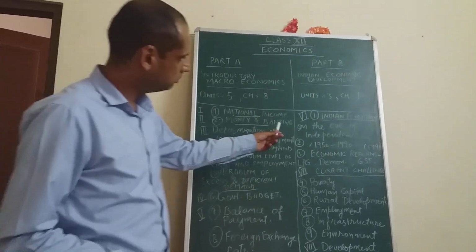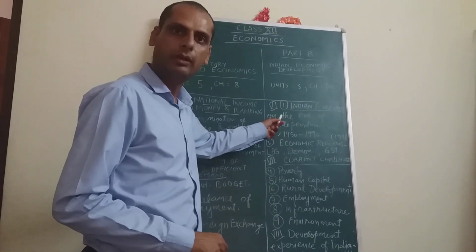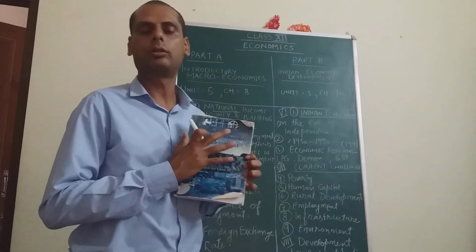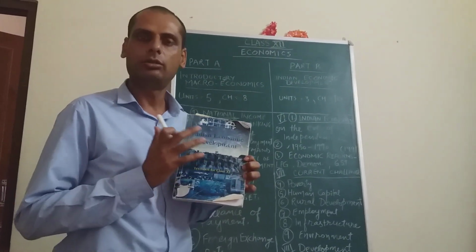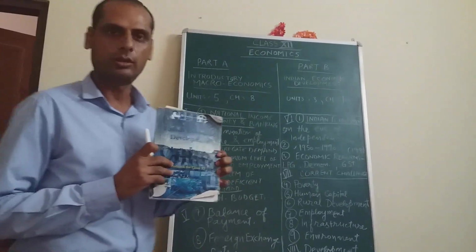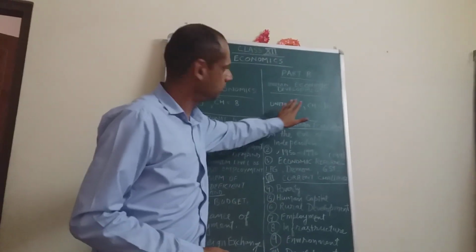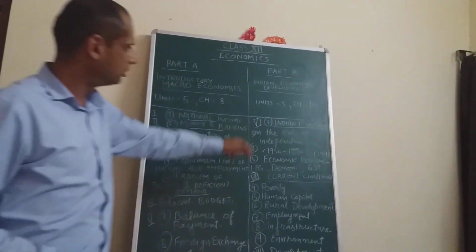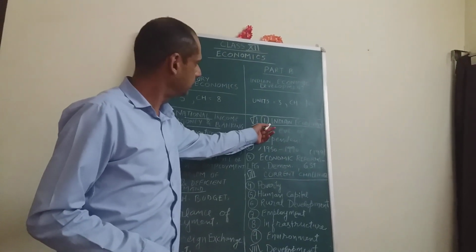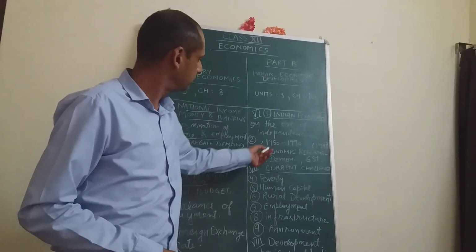Now the other book, which is Indian Economic Development, as I told you, we will follow NCERT only. We do not follow any other refresher. We will strictly stick to that. We'll follow the NCERT book for this part. This is part B, divided into 3 units, 10 chapters. The first chapter is Indian economy on the eve of independence.